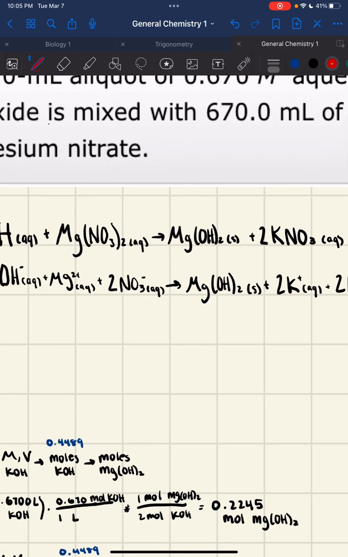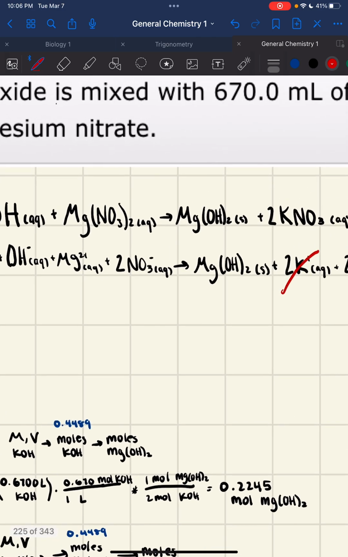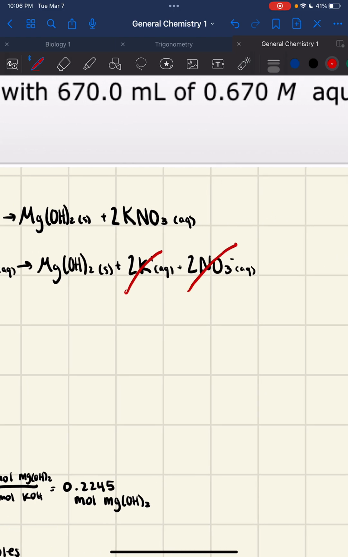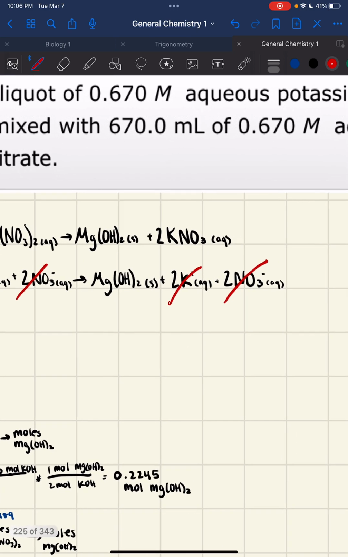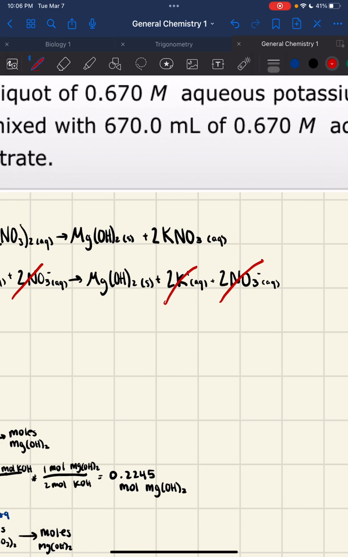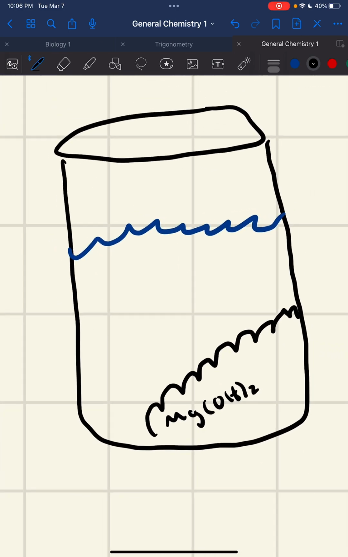And we can easily identify that by crossing out 2 there, and there. So we already know we have 2K+ and 2 nitrate on each side of our reaction, and these dissociate. So therefore you're going to have 2 nitrate and 2 potassium floating around in your solution. So you need to press K+, NO3−, NO3−.